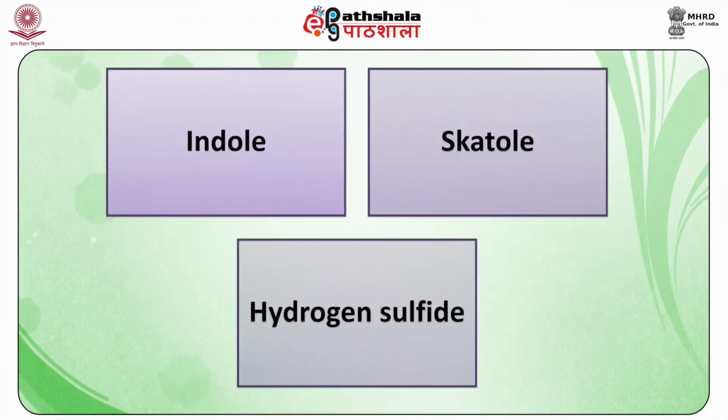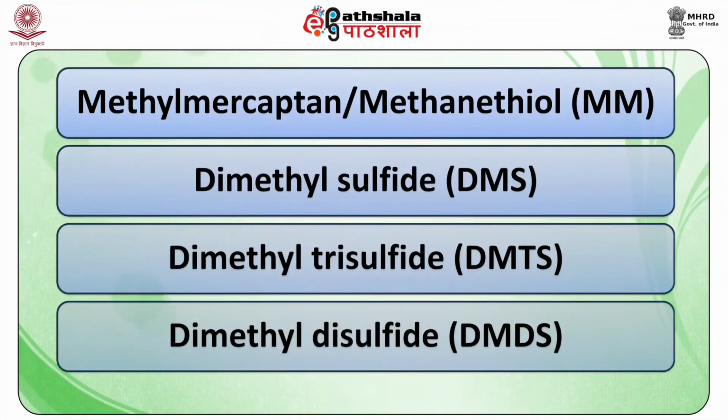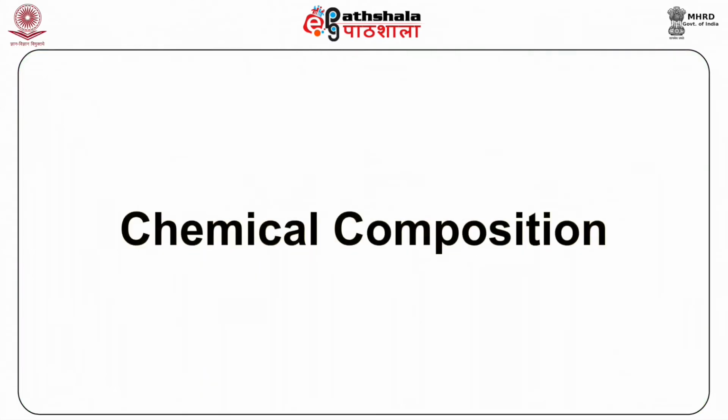The benzopyrrole volatiles such as indole, acetone and hydrogen sulfide. Next are the methyl sulfides, wherein we have methyl mercaptan or methanethiol, that is MM, dimethyl sulfide, dimethyl trisulfide and dimethyl disulfide.